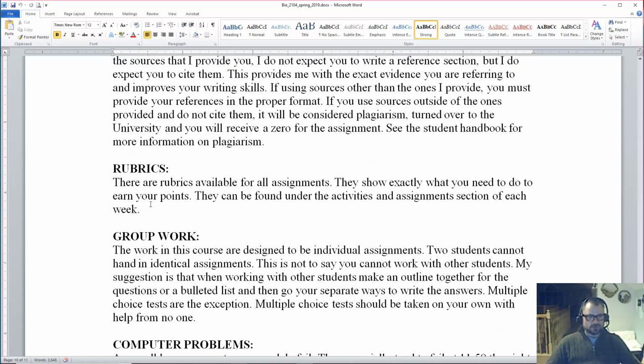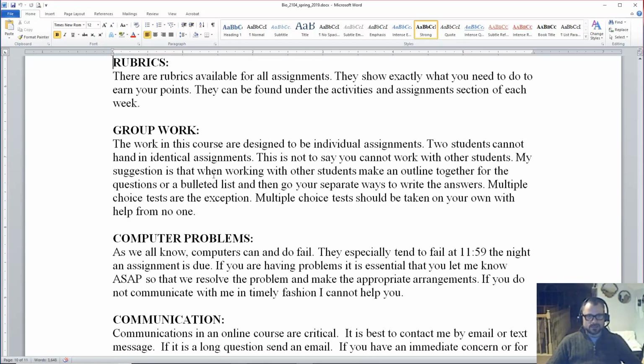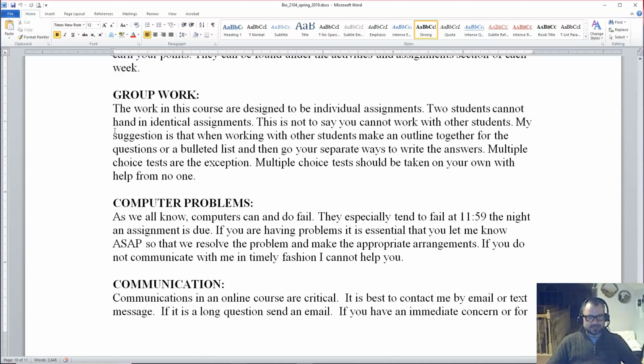There are rubrics for all of the assignments, and I will show you where exactly to get those when you're in one of the assignments. I haven't put that in the video yet, but I'll put it in another video that I'll show you. So there'll be rubrics for all the assignments. It's pretty straightforward in terms of how it is that you earn your points. We really don't have any group work in this class that I know of.